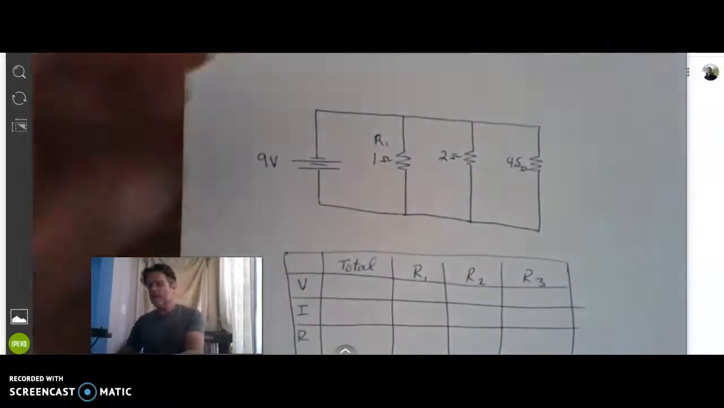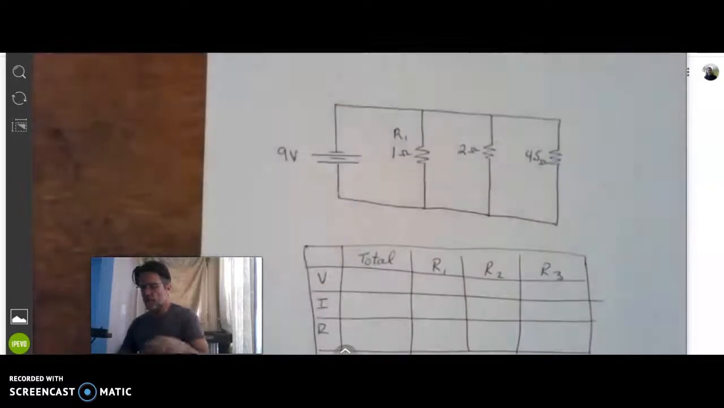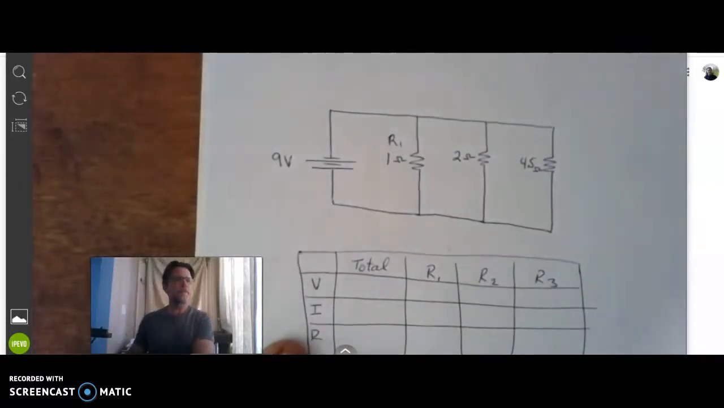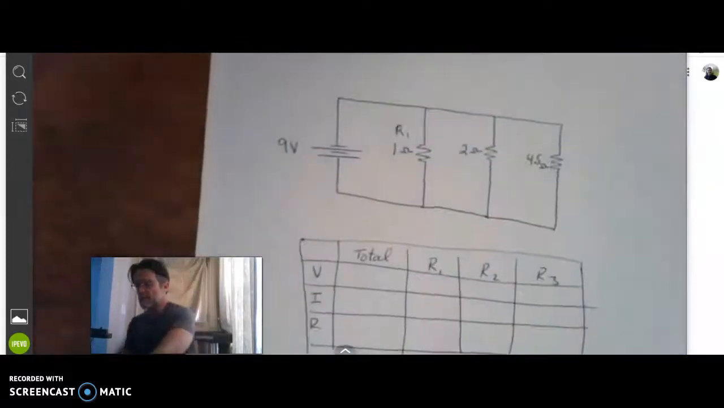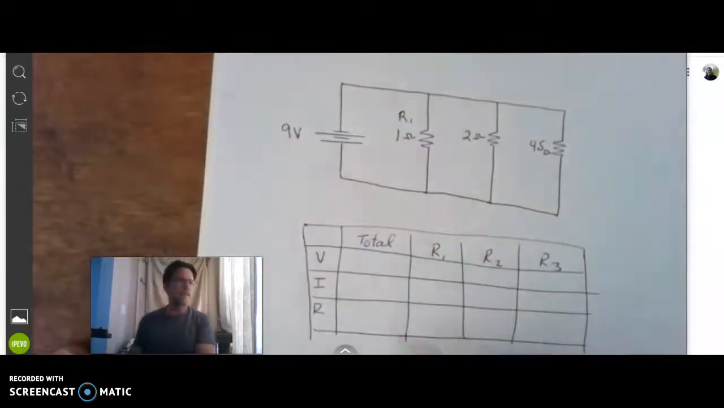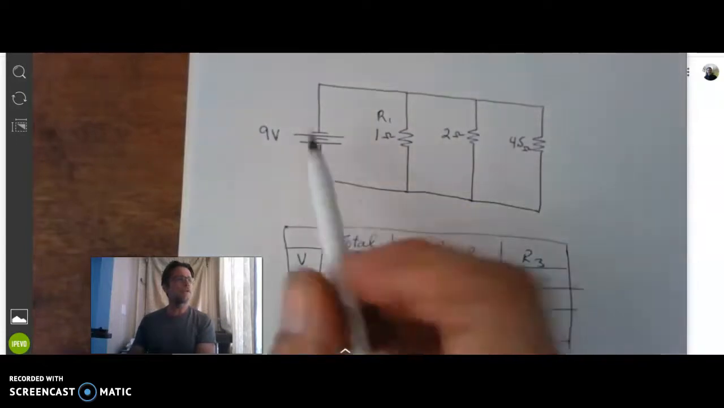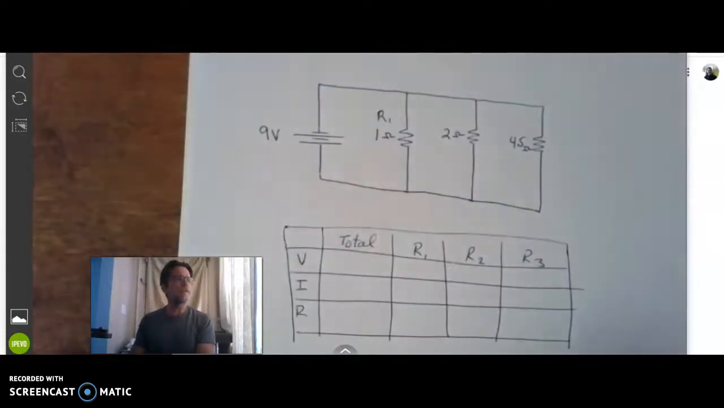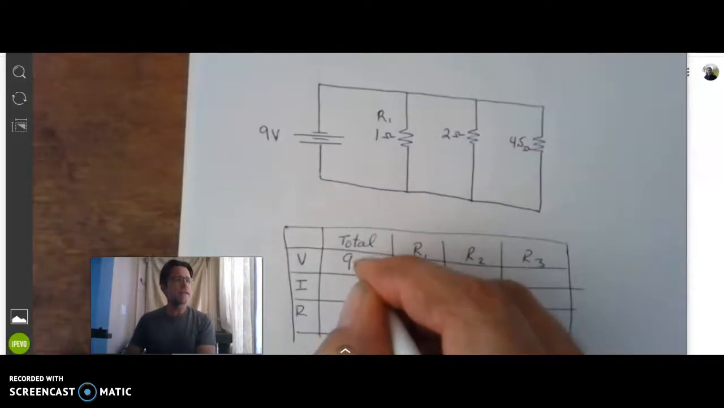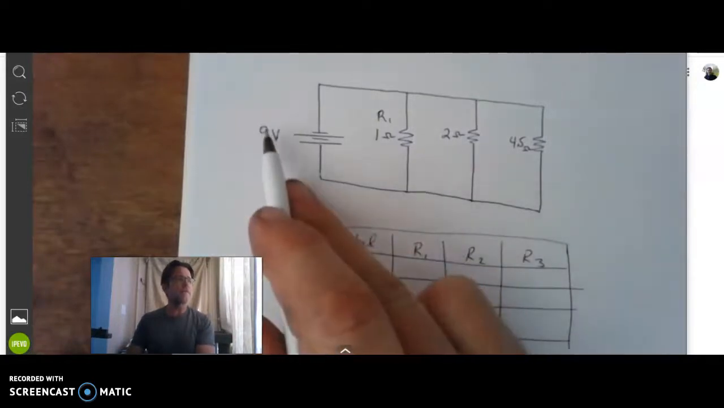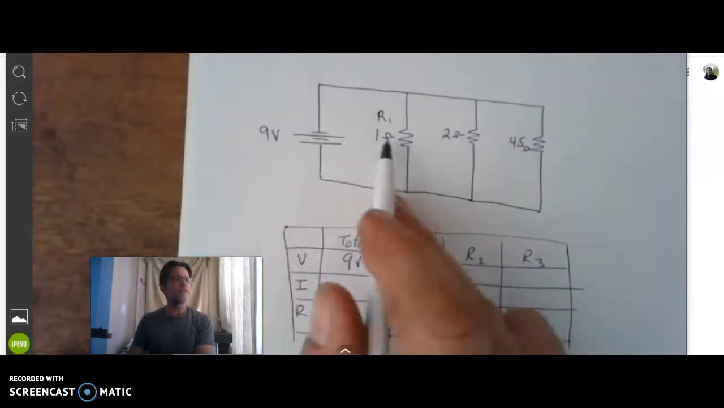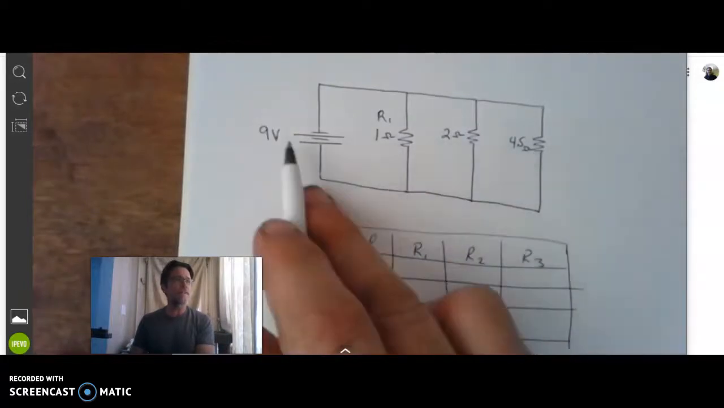Okay, welcome back everybody. I just wanted to do a quick video here to show how to solve a parallel circuit. So I've got this parallel circuit set up here and I've got my table ready to be filled out. What we know is this would be the total voltage and it's 9 volts, and in parallel we have to remember that the voltage is going to be the same all the way through. In this case it's going to be 9 volts.